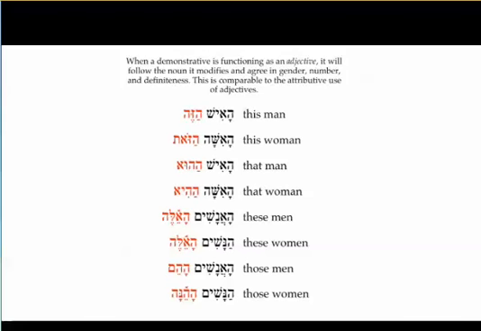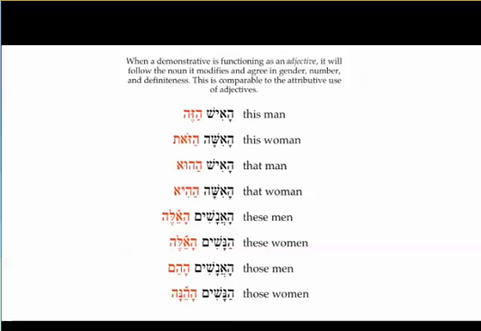In the first example, you'll see ha'ish hazeh, this man. Notice that the noun is masculine and singular and definite, and so the demonstrative is masculine and singular and definite, this man. You'll also notice that the demonstrative follows the noun in each case. On your screen, all the demonstratives are highlighted in red, and you'll see that in every case, the demonstrative follows the noun.